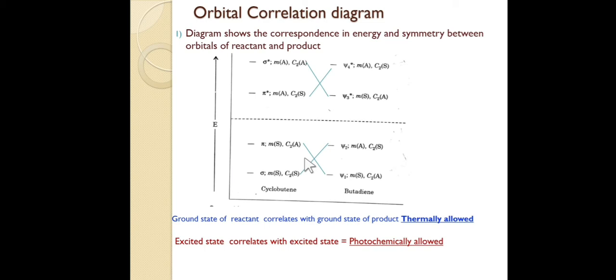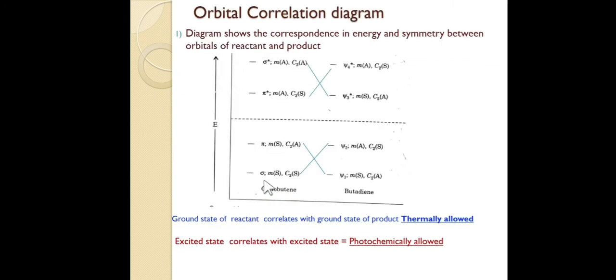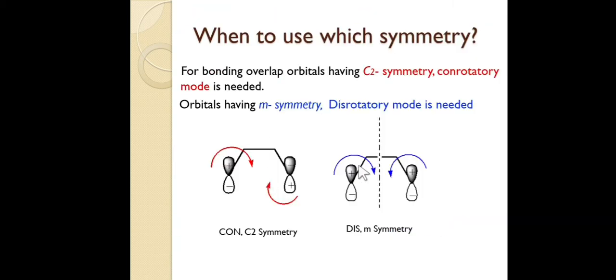So friends, let's see when to use which symmetry. As you know, there are two types of symmetry elements in the molecular orbitals. If we closely look at the orbitals having C2 symmetry, for the bonding overlap we need a conrotatory motion. For the orbitals having C2 symmetry, we need conrotation. And for the orbitals having M symmetry, for the bonding overlap, we need disrotation.